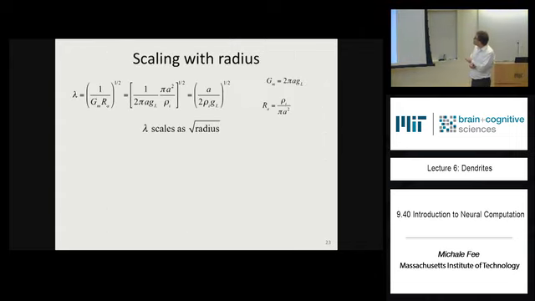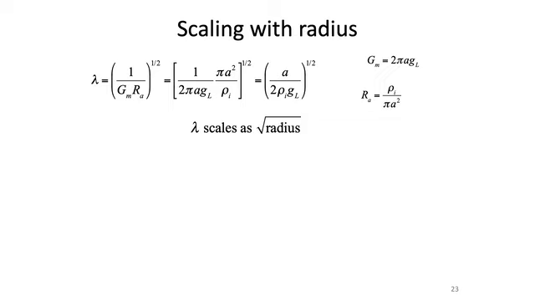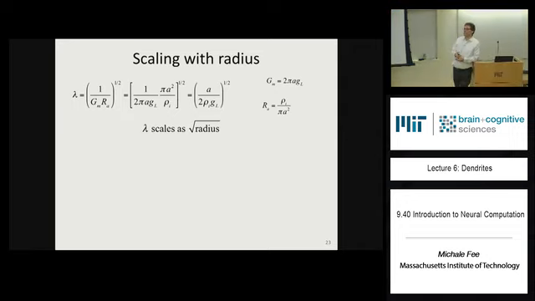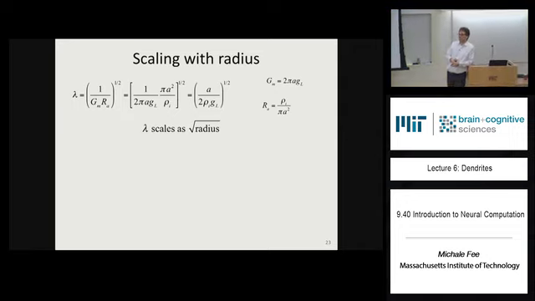So lambda scales with radius. A 2 micron radius gives you 1 millimeter. And now you want to go 100 times further. By what factor larger does the radius have to be? 10,000. Good. And so how big does our 2 micron radius piece of dendrite have to be to send a signal 100 millimeters? 10,000 times 2 microns. What is that? Anybody?